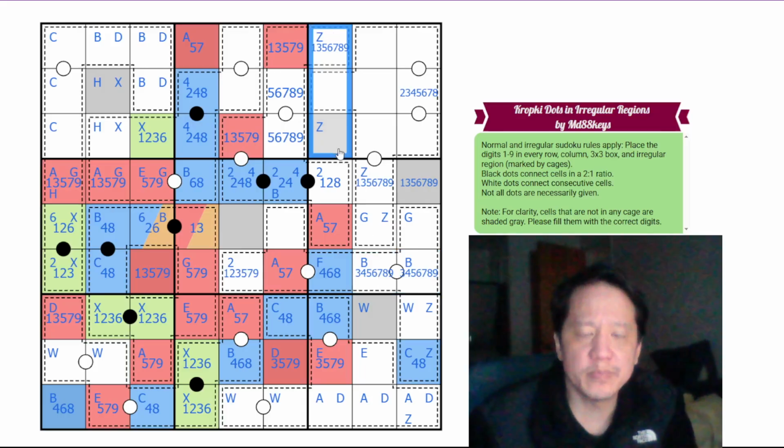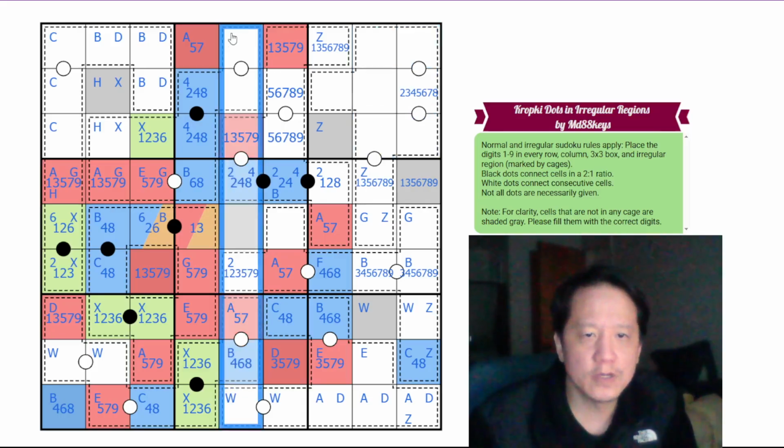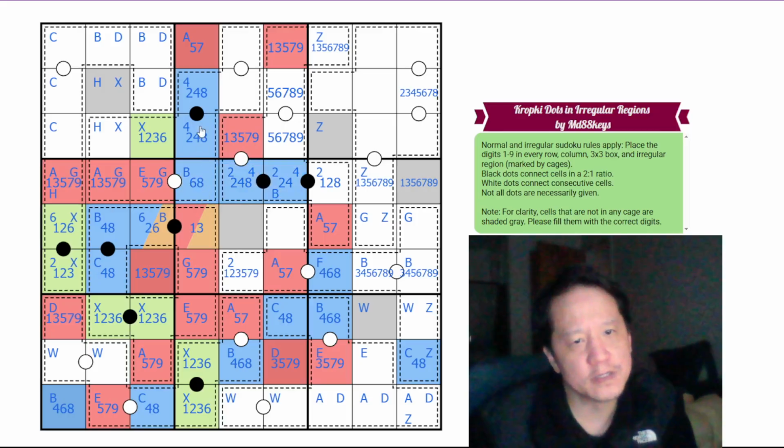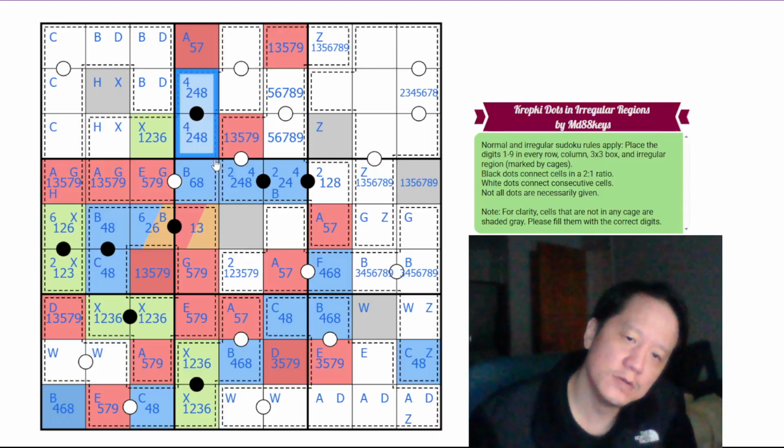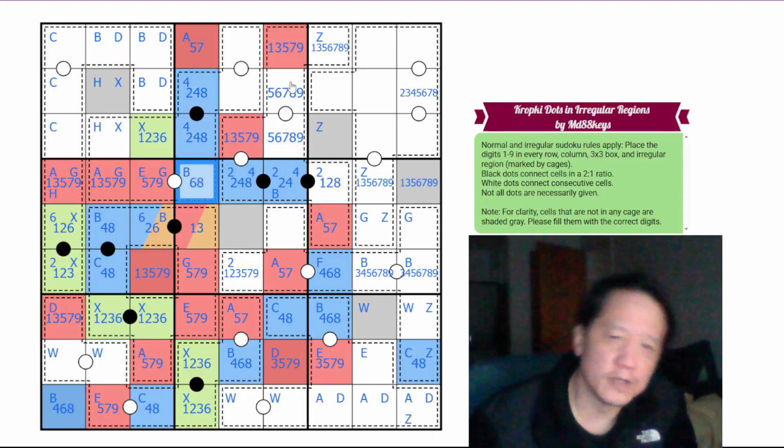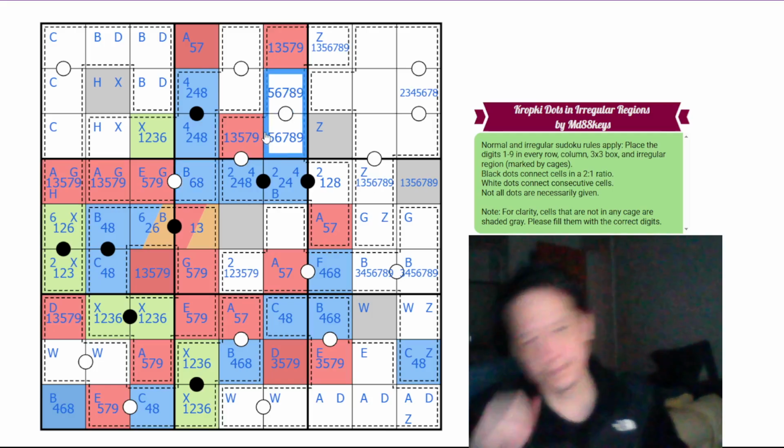B cannot be here. So B has to be one of these 6. B can't be here. Oh, we already have B. No, this is another one. This is a different one. If this is B, then obviously B has to be there.